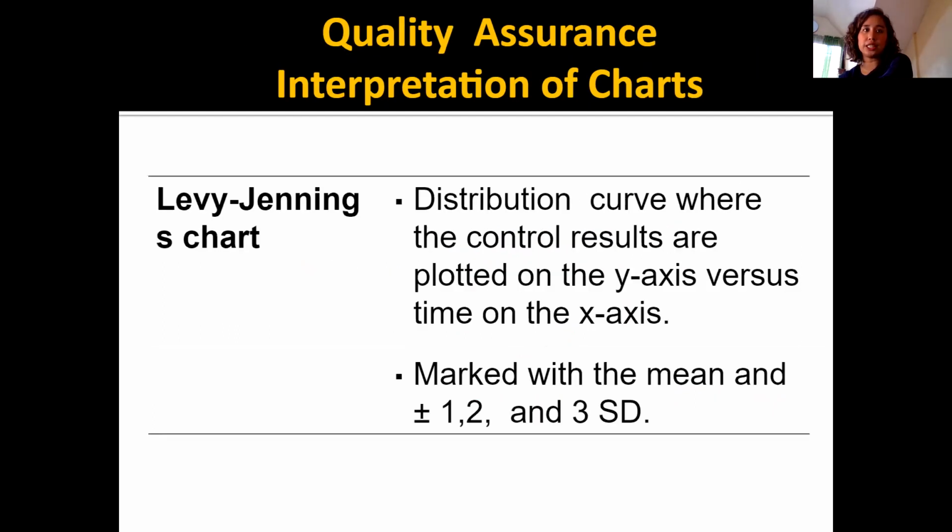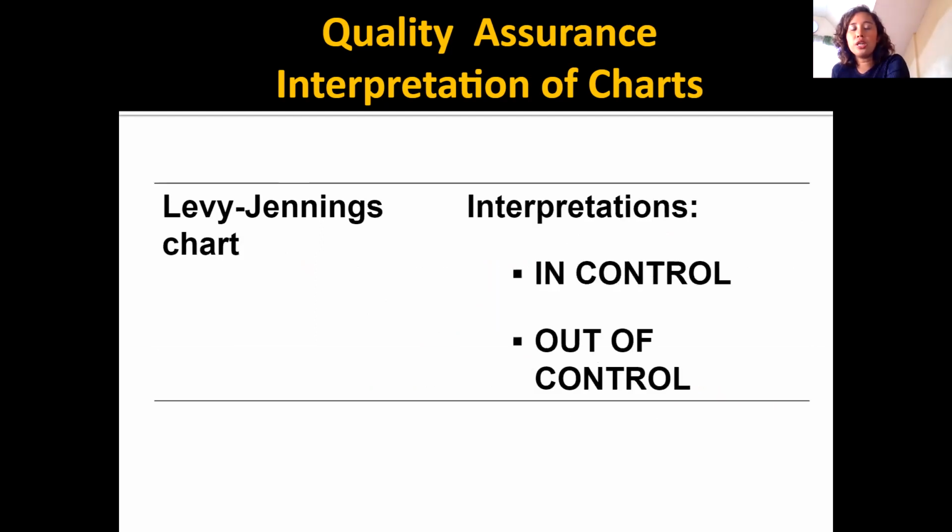Quality control charts. So we have the Levy-Jennings chart. Mamaya, bisitahin natin yung Levy-Jennings charts, yung may mean, may mga standard deviation. This is the one that tells us whether we are in control or out of control. Walang warning dyan. So error, with error, systematic error, random error, or no error lang. Yun lang.